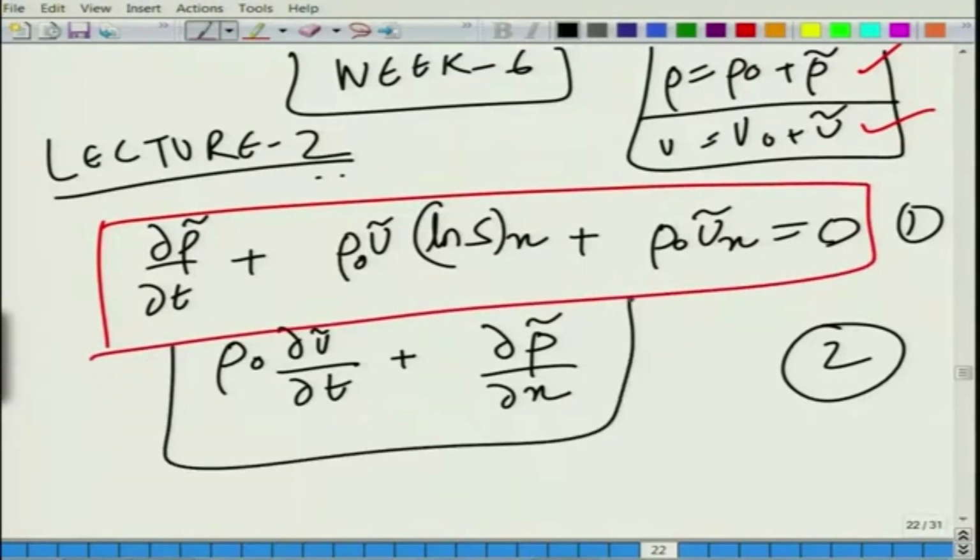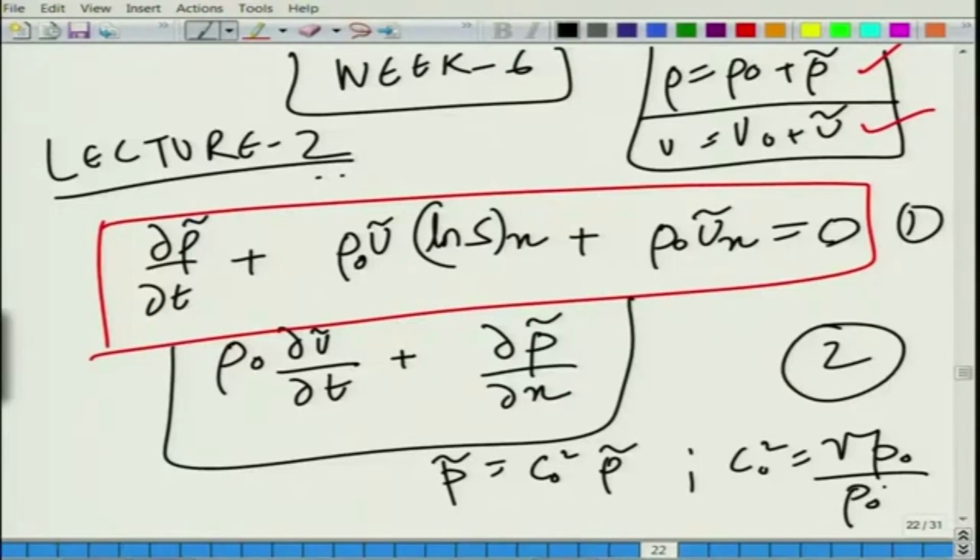Definitely, another thing that comes to our notice is that isentropicity holds, that is, the entropy change is 0. So, P tilde is equal to C naught square times rho tilde; that is, small changes in the acoustic pressure equal small changes in the density times the square of the sound speed, or the speed of propagation of the disturbance, where C naught square is gamma times P naught by rho naught, where P naught is the atmospheric pressure and rho naught is the ambient density.